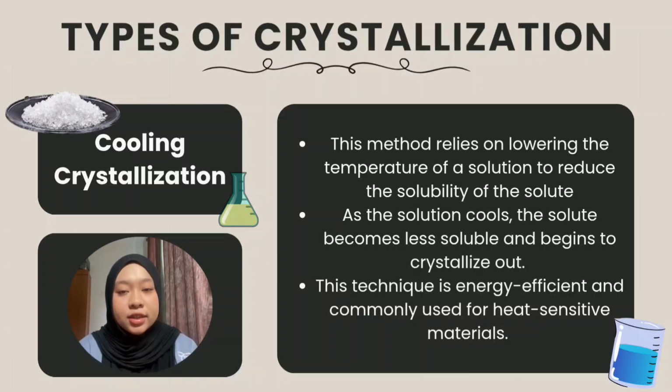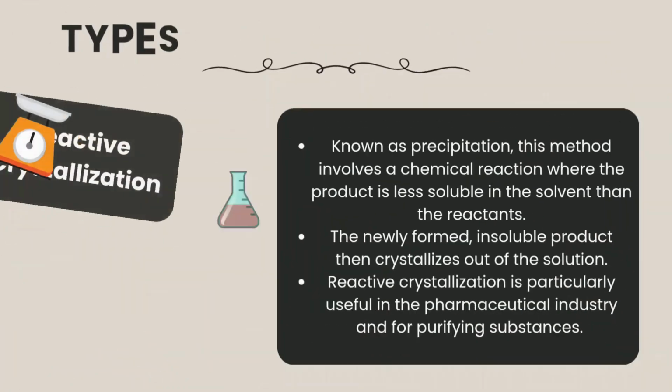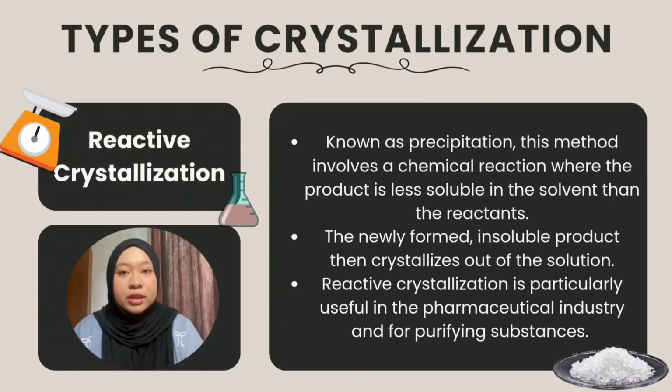For the types of crystallization, first we have cooling crystallization. This method relies on lowering the temperature of a solution to reduce the solubility of the solute. As the solution cools, the solute becomes less soluble and begins to crystallize out. This technique is energy efficient and commonly used for heat-sensitive materials. Next is reactive crystallization, which involves a chemical reaction where the product is less soluble in the solvent than the reactant. The newly formed insoluble product then crystallizes out of the solution. Reactive crystallization is particularly useful in the pharmaceutical industry and for purifying substances.